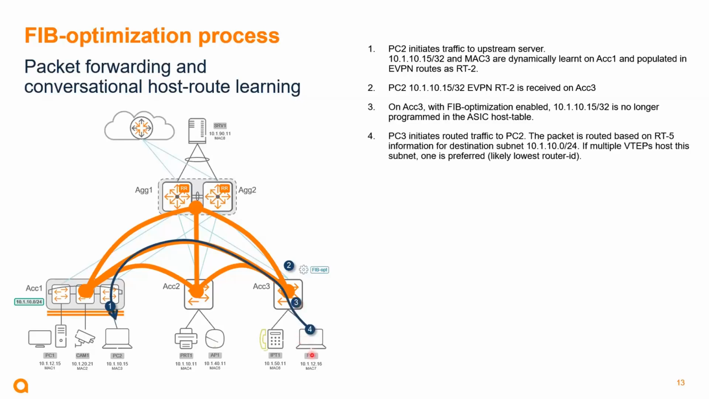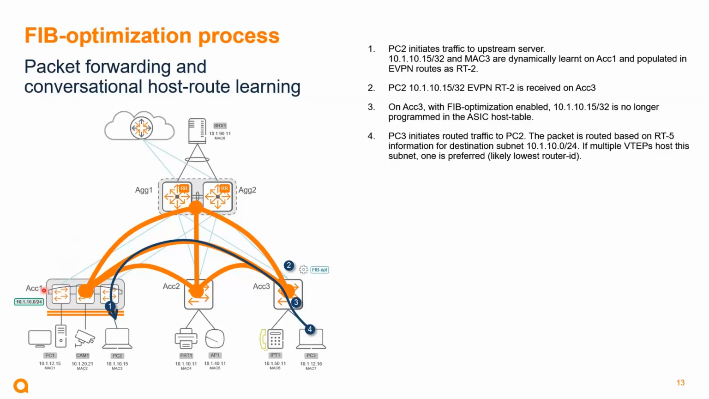So now what happens if PC3 here wants to initiate traffic to PC2? PC3 initiates routed traffic to PC2. The packet is routed no longer based on route type 2, but based on route type 5. And that information is the destination subnet PC2 belongs to. So we've got 10.1.10.15, and the subnet is 10.1.10.0/24, for instance. Based on the type 5 EVPN route entry that the access 3 VTEP has, it will push the traffic to that next hop, which is the access 1 VTEP.